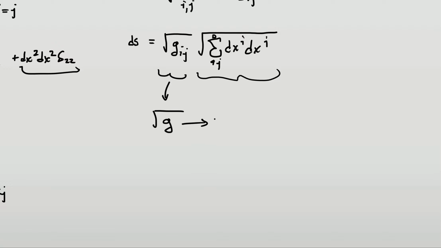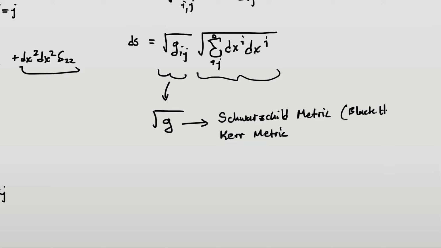This metric can take on different forms. The most common case that we'll study is the Schwarzschild metric, which tells us something about the physics of black holes and what happens around a black hole. We can have the Kerr metric, which will tell us something about rotating black holes.